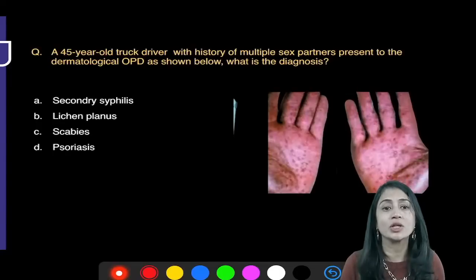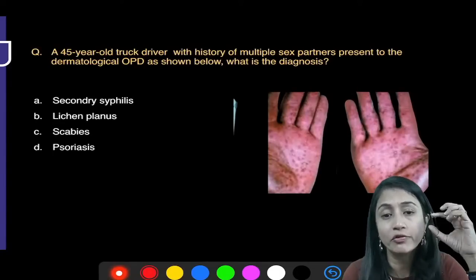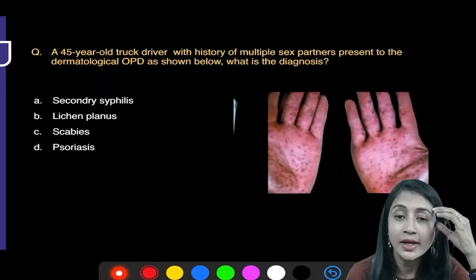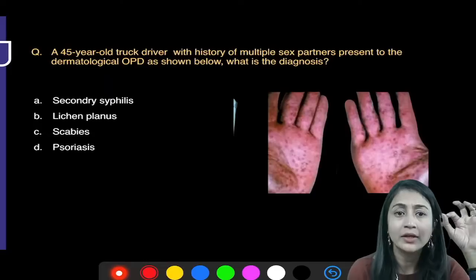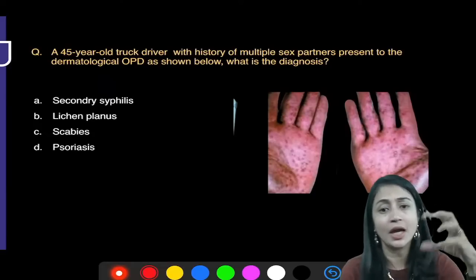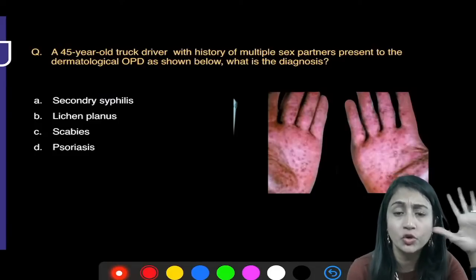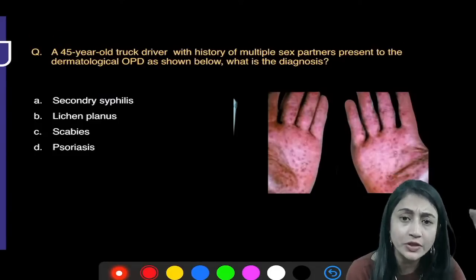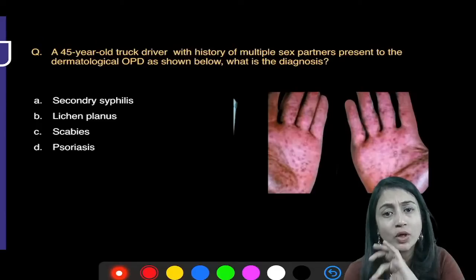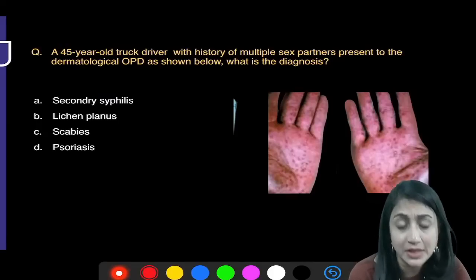Coming to the next question. A 45-year-old truck driver with a history of multiple sex partners presents to the dermatology OPD. Now, you know by now that whenever there is a truck driver in the history, we are dealing with an STD. And on top of it, it gives you multiple sex partners. So we already know from the first line of the question itself that the question would ask me about one of the STDs. Now, when we think of STDs, we think of ulcers, we see a discharge.